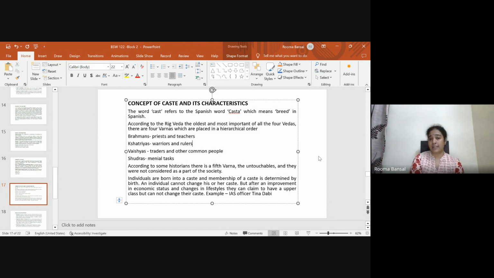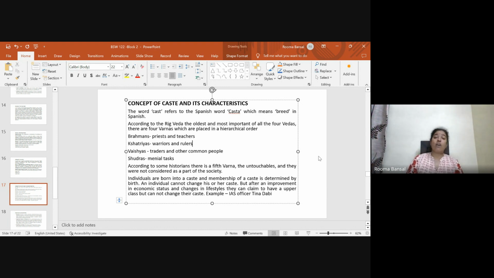Individuals are born into a caste and membership of caste is determined by birth. It means by birth it is decided which caste he or she belongs to. An individual cannot change his or her caste, but after an improvement in economic status and changes in lifestyle, they can claim to have an upper class lifestyle but cannot change their caste. It means if you take birth in a Brahman family, then you will remain Brahman your whole life. Your caste is Brahman. Same is the case with Kshatriya, Kayastha, Vaishya and Shudra also.